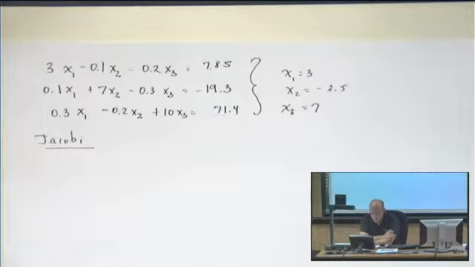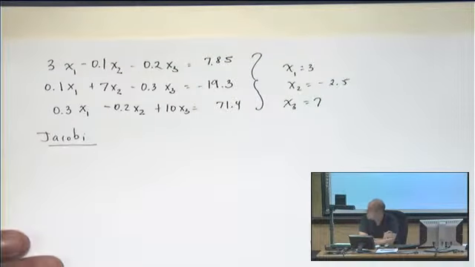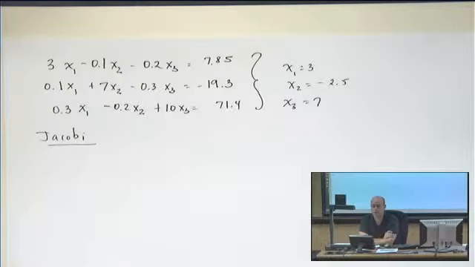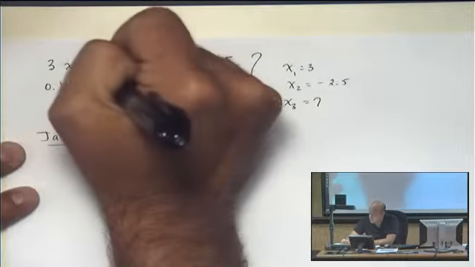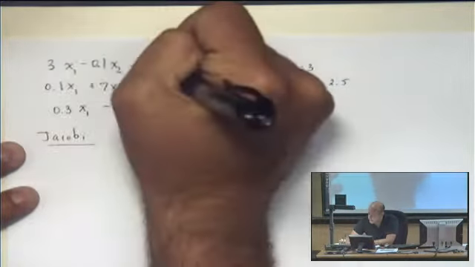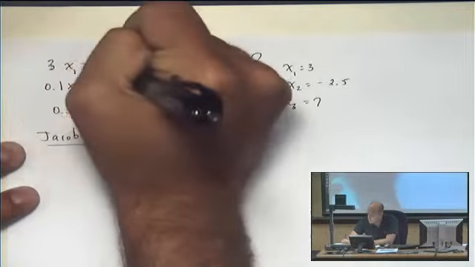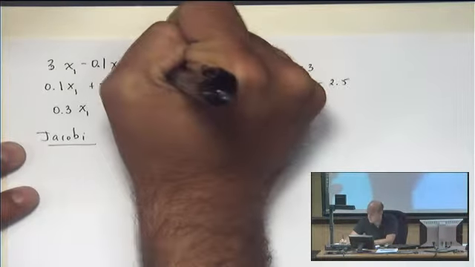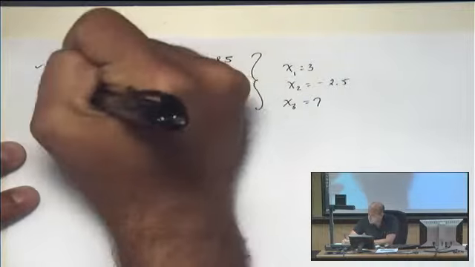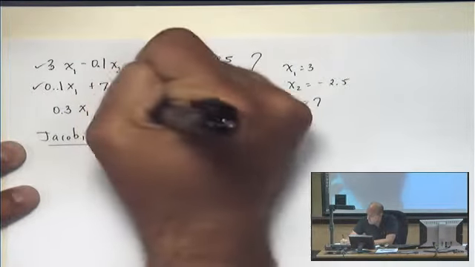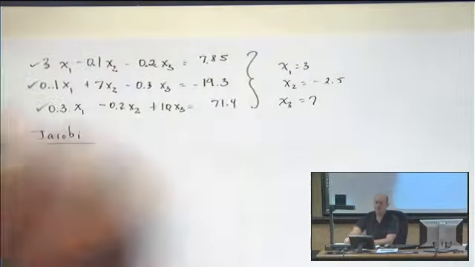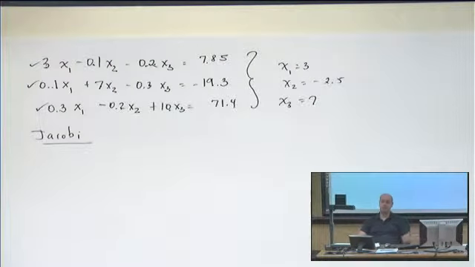What we probably want to do is find out if it's guaranteed to converge. Now, the absolute value of 3 is greater than the absolute value of negative 0.1 plus negative 0.2. So 3 is greater than 0.1 plus 0.2, so that's good. 7 is greater than 0.1 plus 0.3, so that's good. 10 is greater than 0.3 plus 0.2, so that's good. So this is guaranteed to converge. I don't know if it's going to take 2 iterations or 2,000 iterations, but it'll get there eventually.